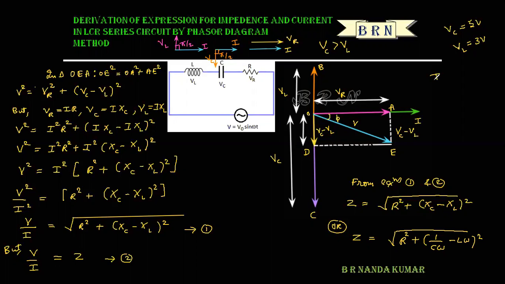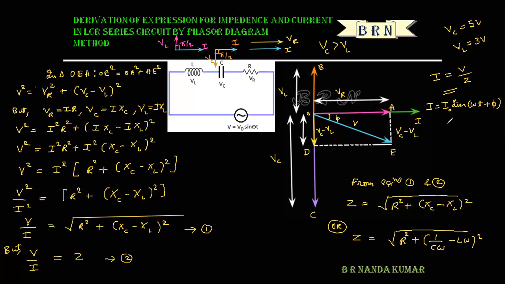So the current I is equal to V by Z. Z is the square root of R squared plus XC minus XL whole square. And this is the current flowing in the LCR series circuit. So the instantaneous current flowing through the LCR series circuit is I equal to I naught sine of omega t plus phi.